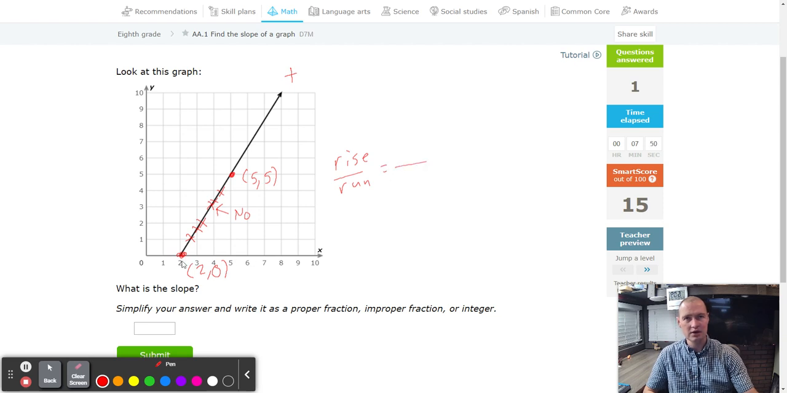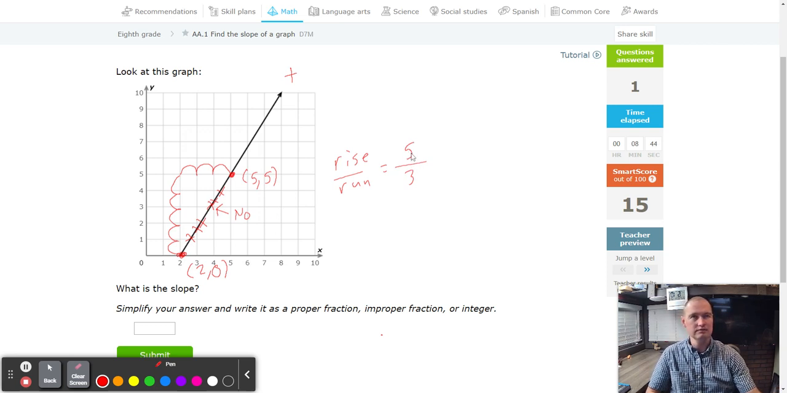Rise over run is just a counting game. From 2, 0, we figure out how many boxes we count up to get to 5, 5. So here we go: 1 box, 2 boxes, 3 boxes, 4 boxes, and 5 boxes lands right there. Because I counted up 5, we put a 5 for the rise. The rise means to go up, right? Now, how many do I need to go to the right to hit 5, 5? Going to the right, I'm going to run 1, 2, and 3. So my run is 3 because I'm literally going to the right 3.